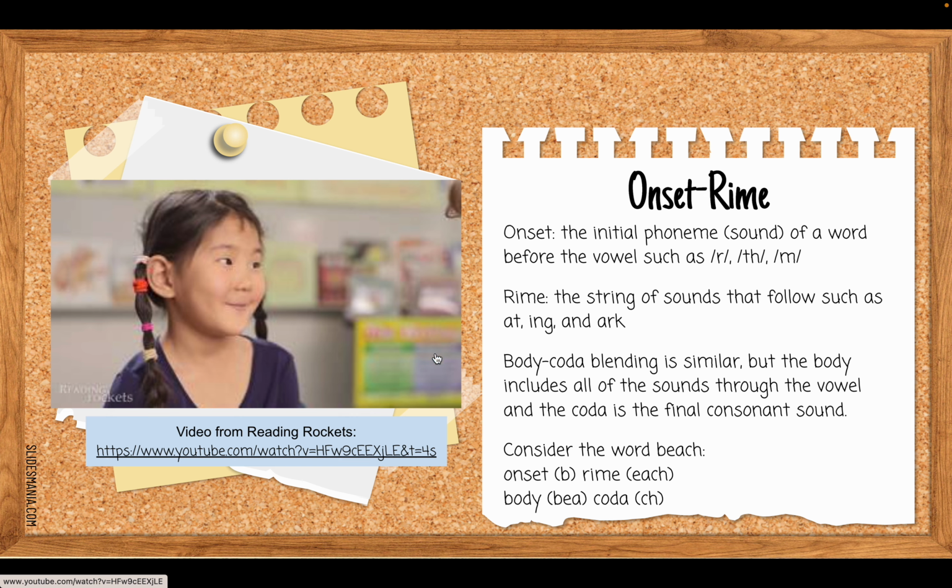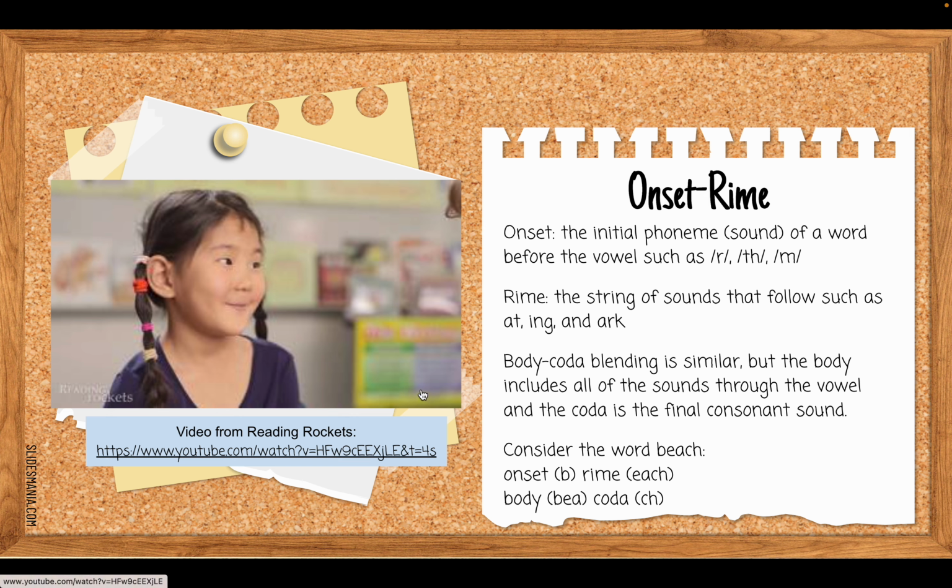And so the teacher moves to some body coda blending, which is really just the opposite skill, where you're blending through all of the initial sounds, and then the coda is the final consonant sound. So instead of doing something like b, each, and the child's blending those together to make the word beach, you would take those initial sounds, b-ea, and then have the coda, ch, the ending sound, and blend those together, beach.